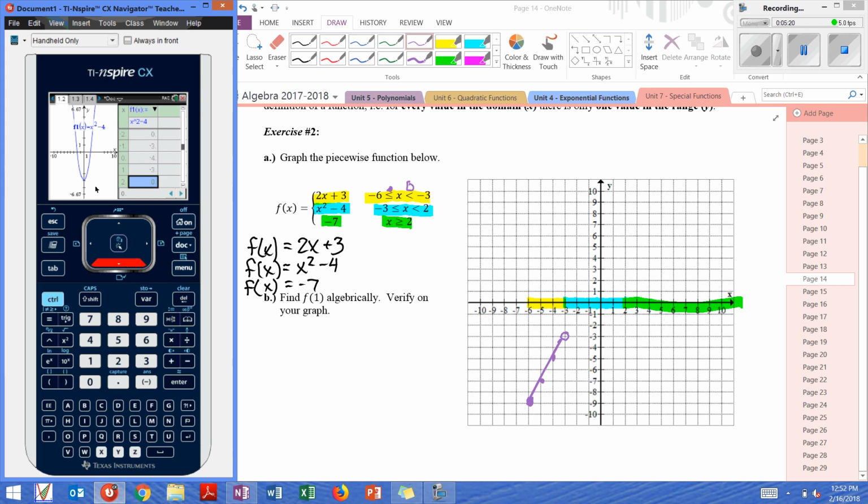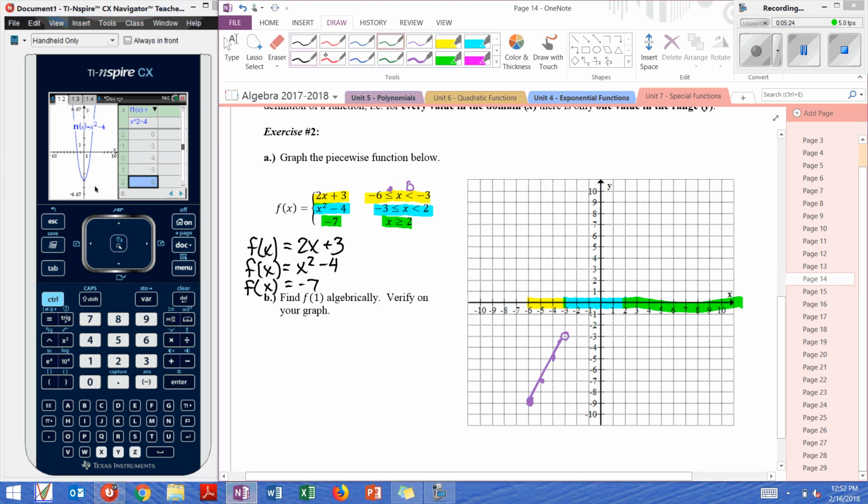Here's my table of values for this piece. It's a quadratic, obviously. I'm going to graph this one in blue. So (0, -4) was just a shift of down 4. That's why it looks like this. And remember, I'm only graphing it in the blue domain, so I don't need to graph anything else over here because I hit my -3.